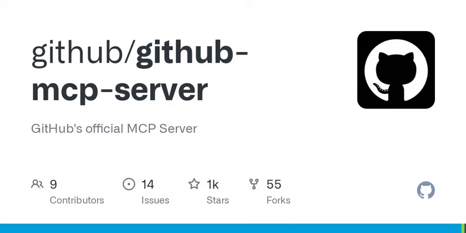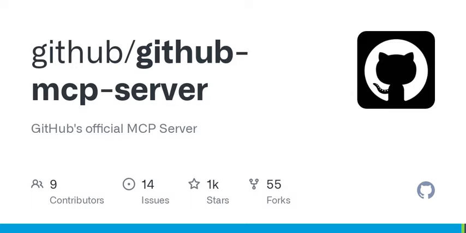Now, to get started with the MCP server, there are a few prerequisites. You'll need Docker installed on your machine and a GitHub personal access token. It sounds technical, but trust me, once you get the hang of it, it opens up a world of possibilities. How many of you are familiar with using access tokens? It's a way to securely allow applications to interact with your GitHub data.